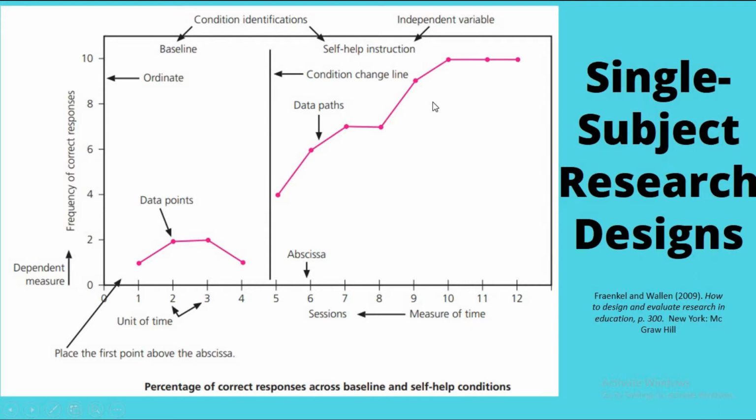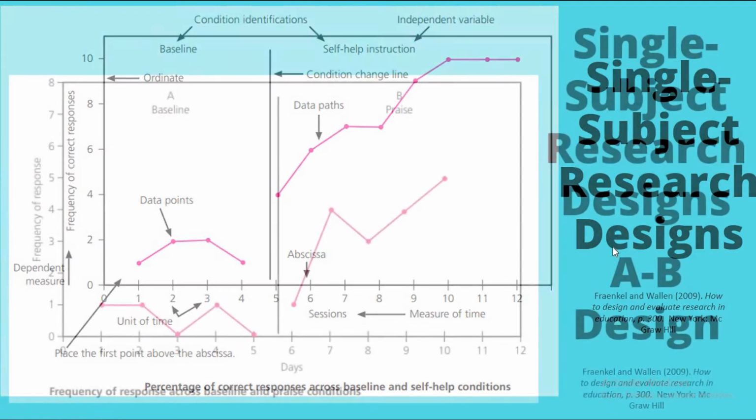So let's try to look at the specific variables here. The dependent measure is frequency of correct responses. The independent variable is self-help instruction, some conditions identification, and so on. So let's look at some examples of the designs.